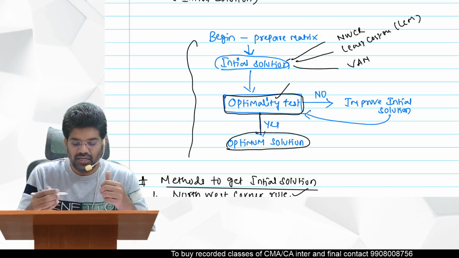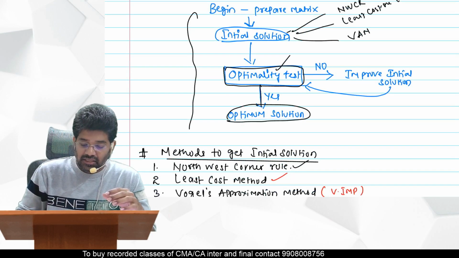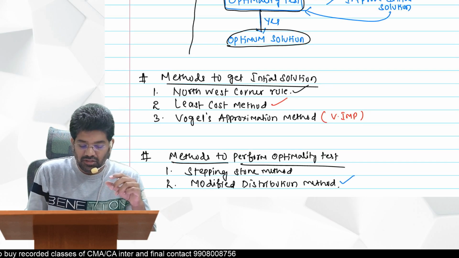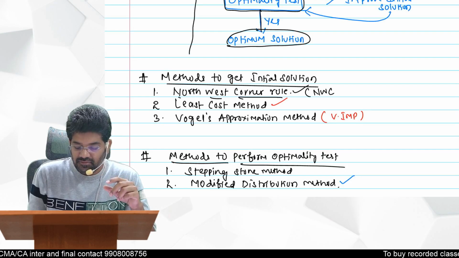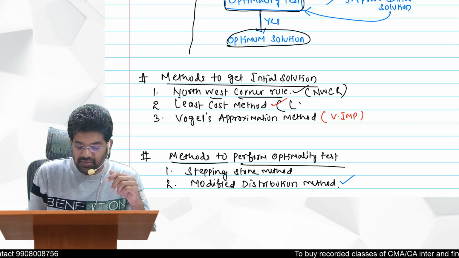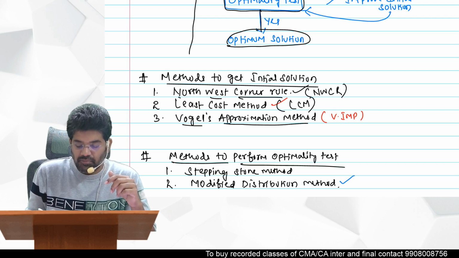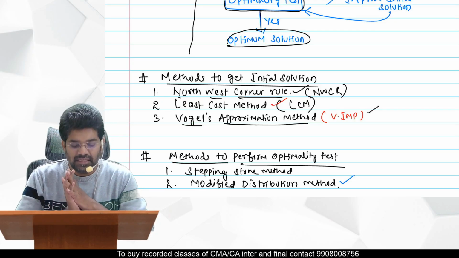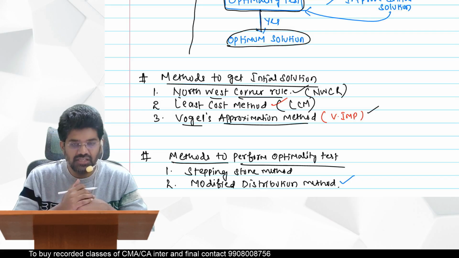So first we need to get the initial solution, then the optimality test. Now the initial solution can be obtained using three methods. What are the three methods? Northwest corner rule method. Second one is LCM, least cost method. Third one is Vogel's approximation method. This is very, very important. In examination, generally we do this only. And out of the three, the third one is the best method.